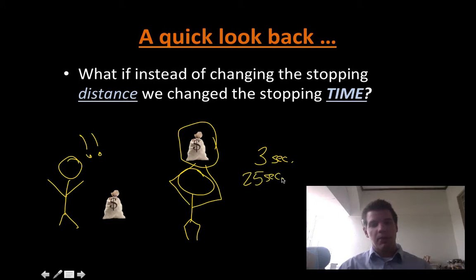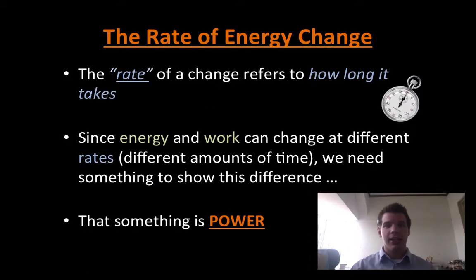What do you think was a little bit more difficult to do in lifting 300 pounds? You're probably going to say the 3 seconds, right? Because he had to lift it very quickly. So we need to account for this change in stopping time. So how do we do that? Well, power is what we're going to do.